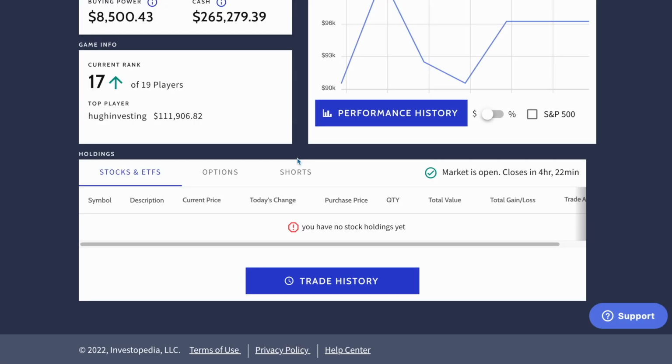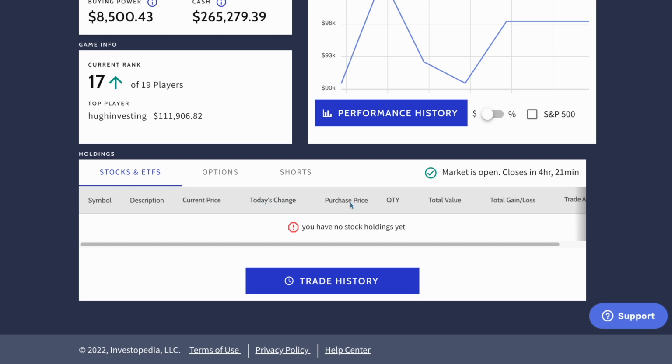Over here, you can see that there are many labels for the priorities that you want to sort your stocks with. Let's briefly go over that before we move on to shorting. Symbol is the ticker symbol used to find that stock. Description is the name of the company. Current price is the current price per share of the stock holdings. Today's change is how much you lost or gained today.